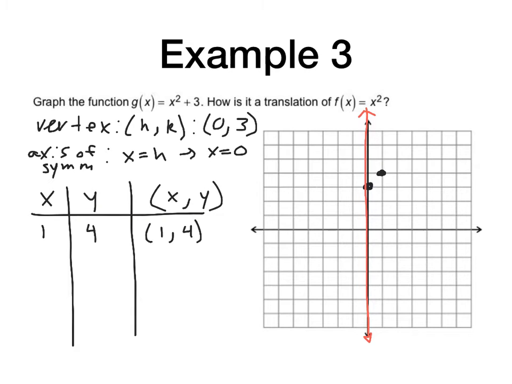What's another point we can plug in? 2. What's 2 squared? And what's 4 plus 3? 7. So our y that we're going to get when we plug in 2 will be 7. So our point is going to be 2, comma 7. So we go to the right 2, and then up 7. And then we're going to do the same thing on the other side of the axis of symmetry. Go to the left 2 and up 7. And now we have enough points to graph it. So our parabola is going to look like that.